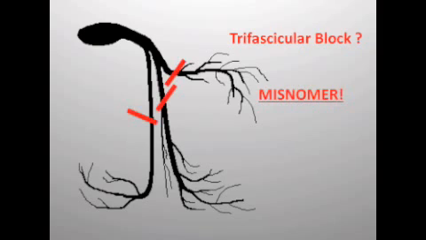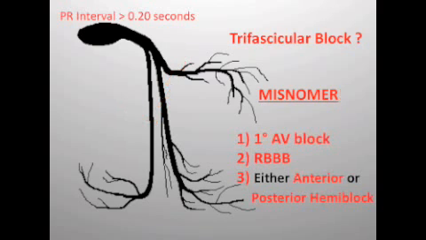So what's a trifascicular block? Well, that's actually a misnomer, right? I mean, that person would be dead. Look at that. Nothing would get through. So a trifascicular block is actually, number one, first degree AV node conduction delay. Number two, a right bundle branch block. And number three, either an anterior or posterior hemiblock.